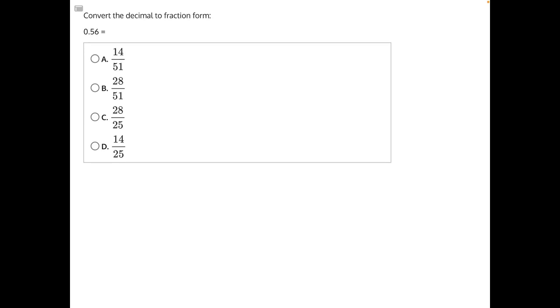To solve this question, let's first see if our decimal matches any of the fraction to decimal or decimal to fraction conversions in our table. The closest thing to 0.56 is 0.5 or 1/2. So we can start by comparing all of our answer choices to 1/2. It must be a little bit greater than 1/2.